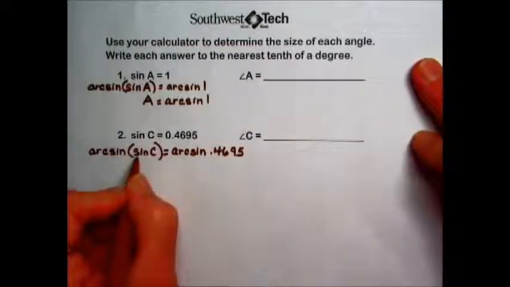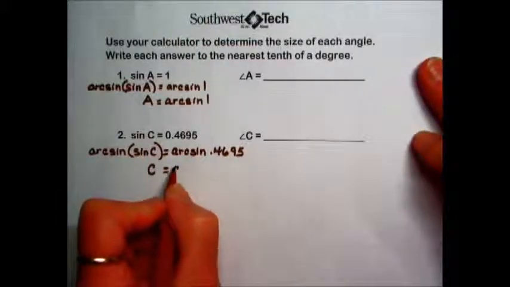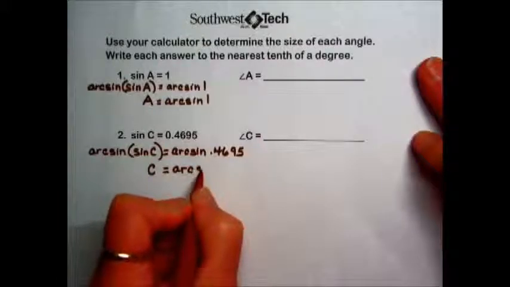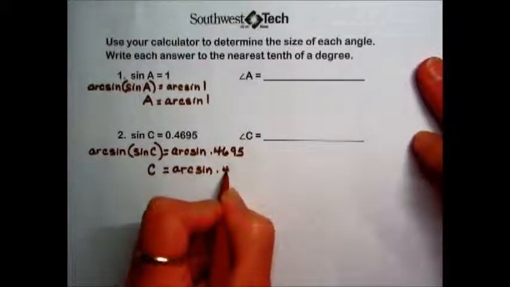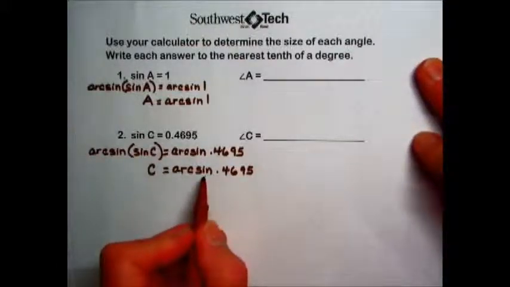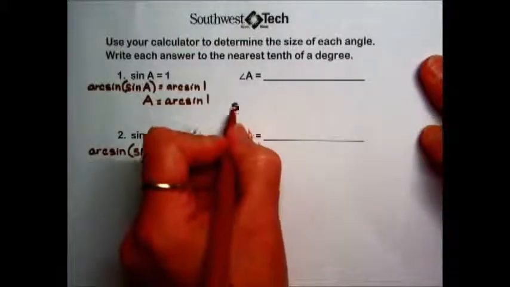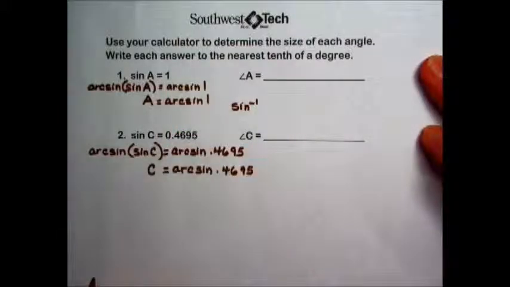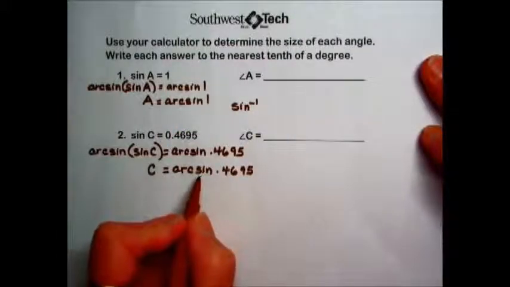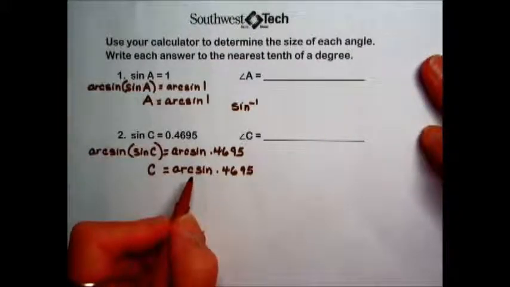The arc sine of sine, since these are inverse operations, leaves us with C, the angle measurement that we're trying to find, and we will then use the calculator to find the arc sine of 0.4695. On some calculators, to get to the arc sine, we may see it displayed as sine to the negative 1, which is a possibility if you don't see arc sine. Typically on most calculators you do have to enter the inverse or shift key first.